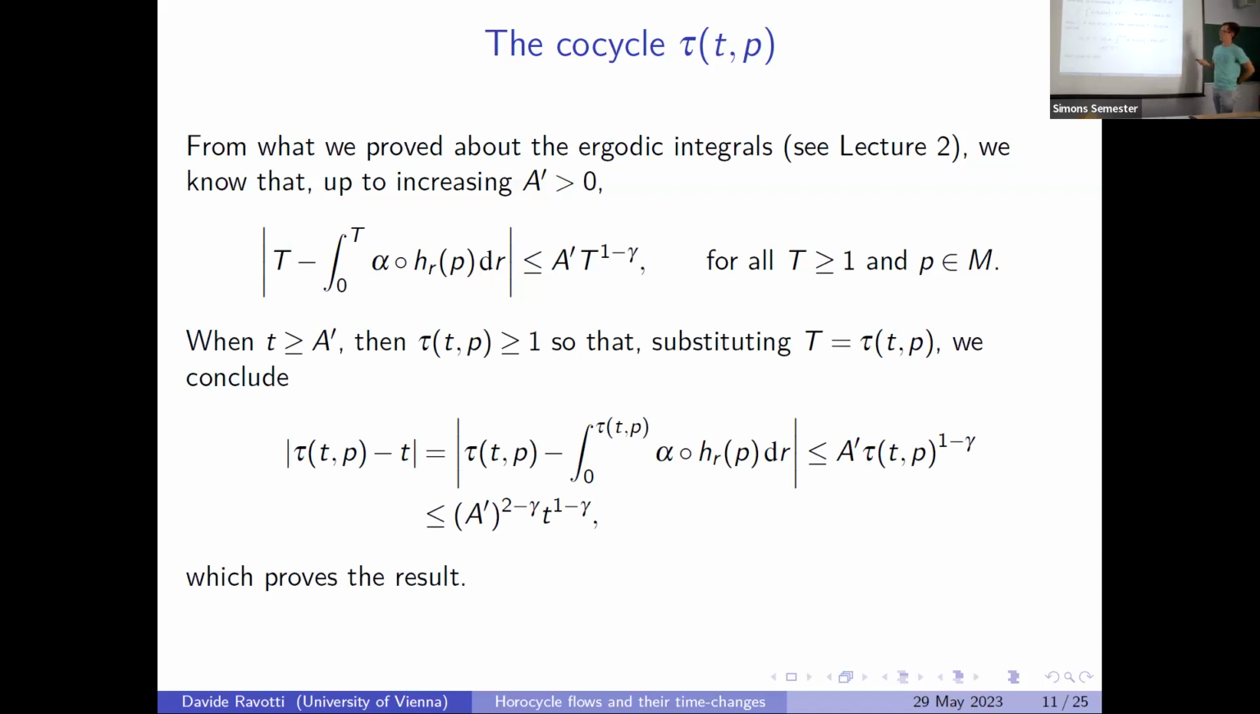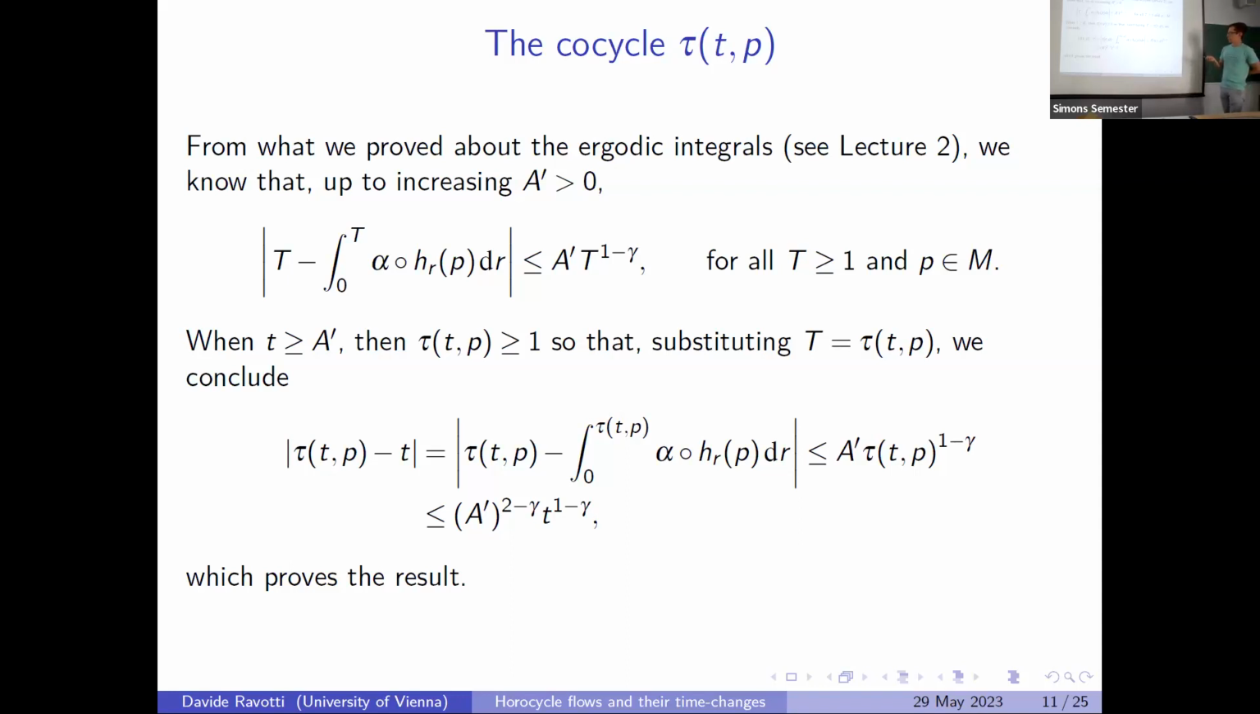Okay, so if T is larger than A prime, then tau is going to be at least 1. This is what we proved before. So I can use this inequality over here, where capital T is going to be my tau of TP. So the difference between tau and T, I will rewrite as the difference between tau of TP and, instead of T, I write my expression that I found for T in the previous lemma.